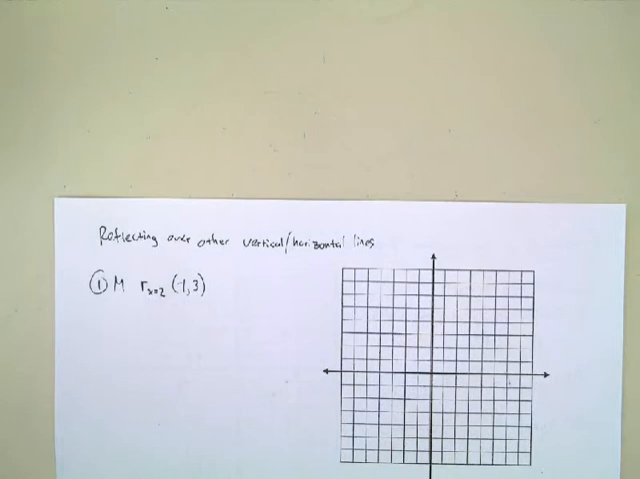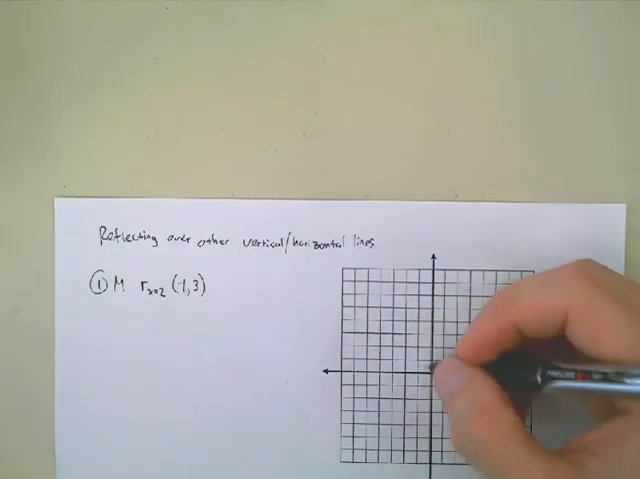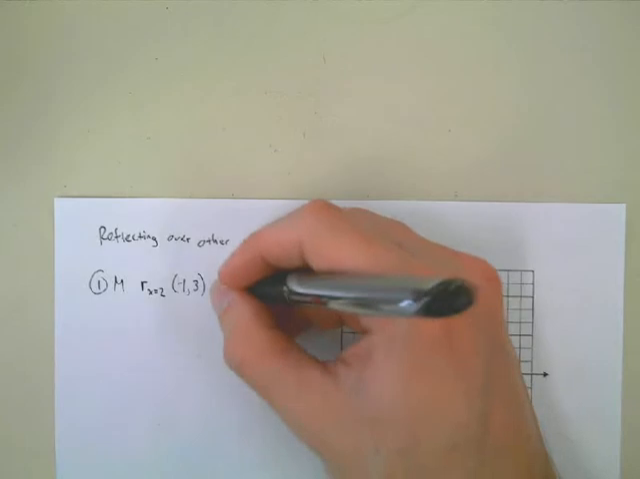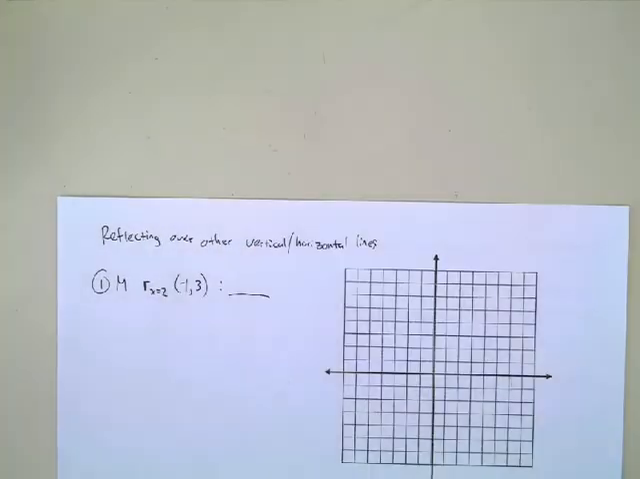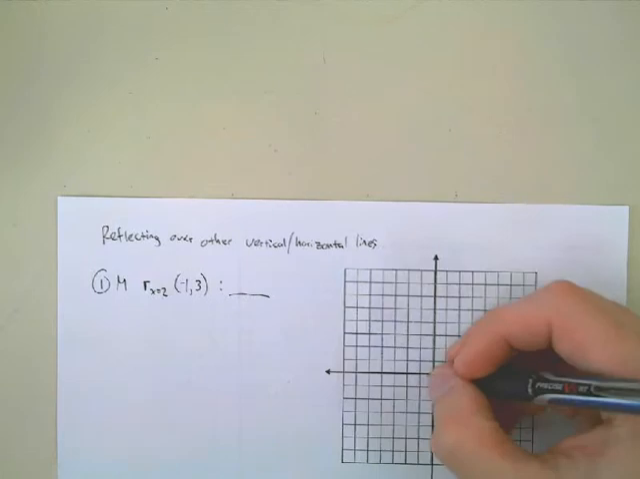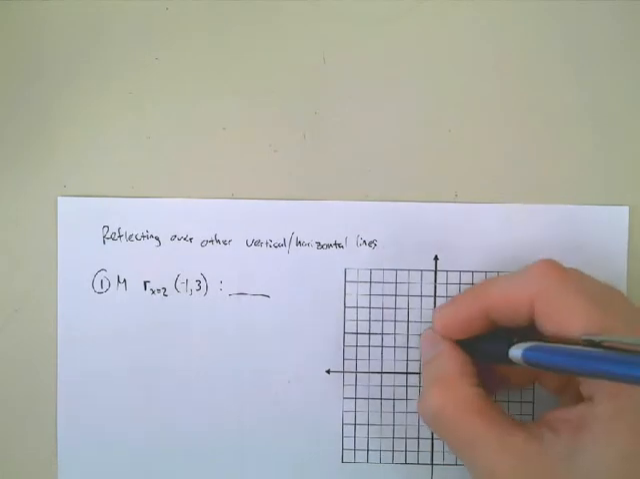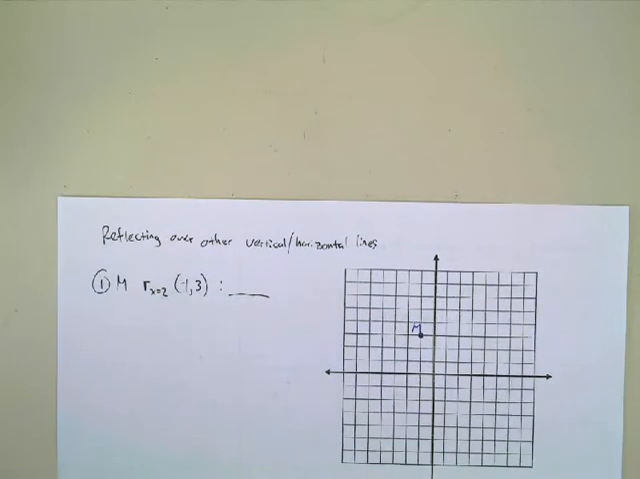Okay, so let's see here. So let's plot that, and we want to come up with a new coordinate. So (-1, 3) is the point there. So -1, 1, 2, 3. There's point M. And we want to reflect that over the line x equals 2.